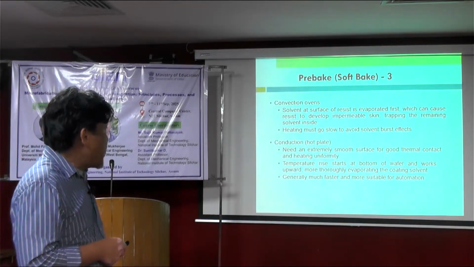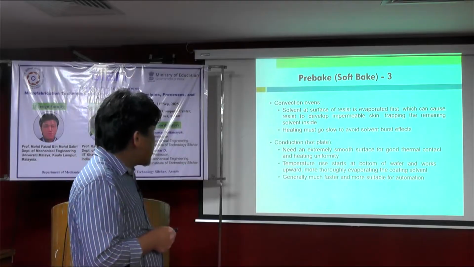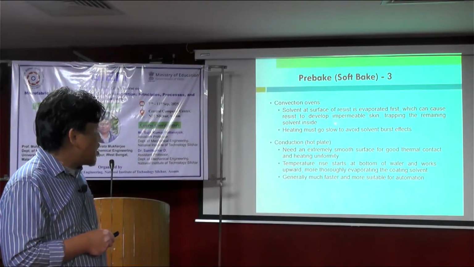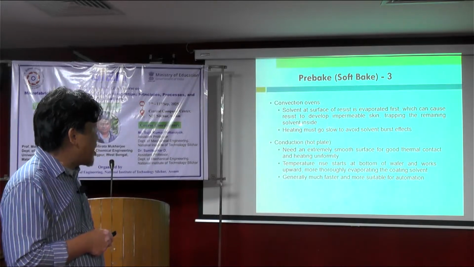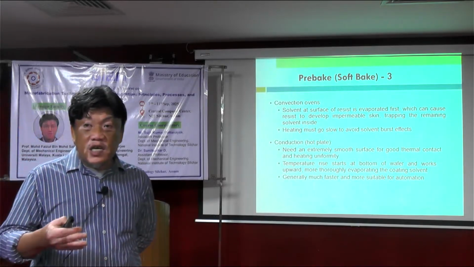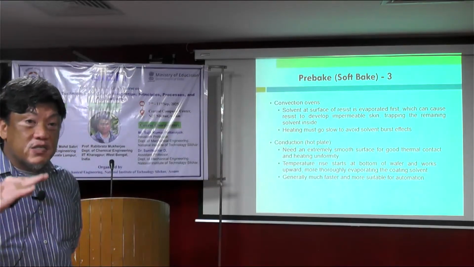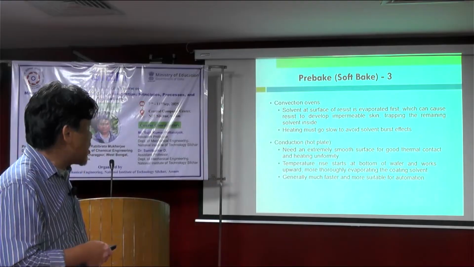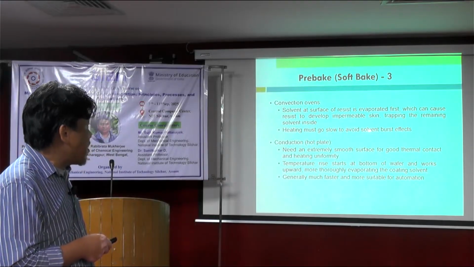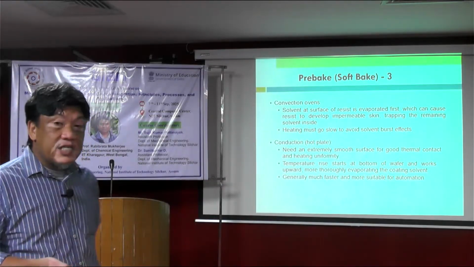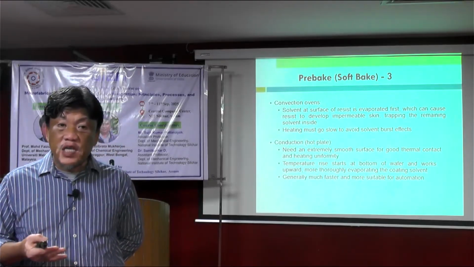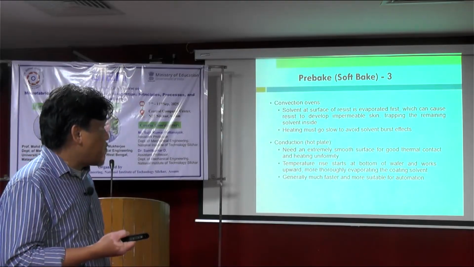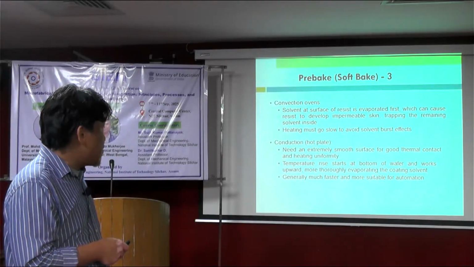So for use of a convection oven, solvent at the surface of the resist is evaporated first, which can cause the resist to develop an impermeable skin, trapping the remaining solvent inside. Sometimes the bottom side is still soft because the solvent is trapped in the photoresist. And heating must go slow to avoid the solvent burst effect. So that's why it takes some time when you use an oven. So the time is longer because it's a kind of slow baking process.